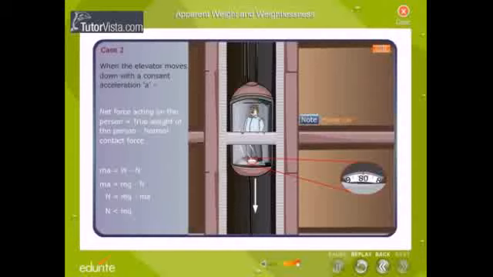When the elevator moves down with a constant acceleration a, the net force acting on the person is equal to the true weight of the person minus the normal contact force. N is less than the true weight mg of the person. Thus the scale reads less than the true weight of the person.